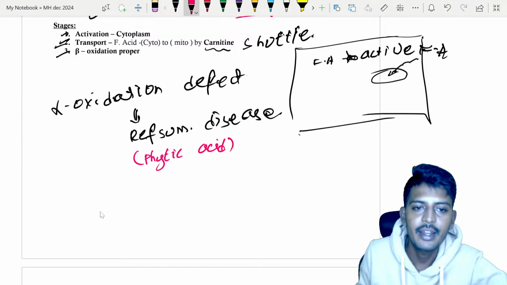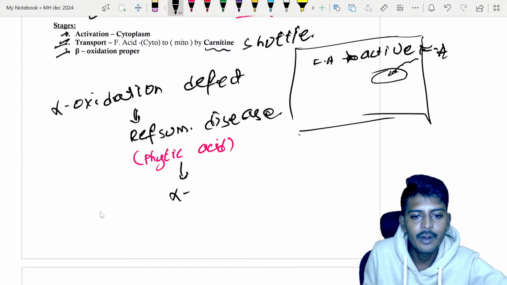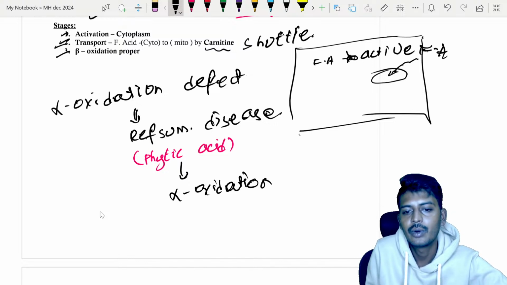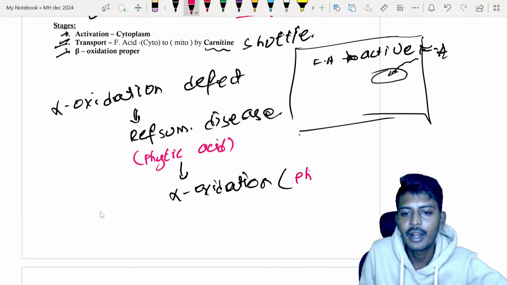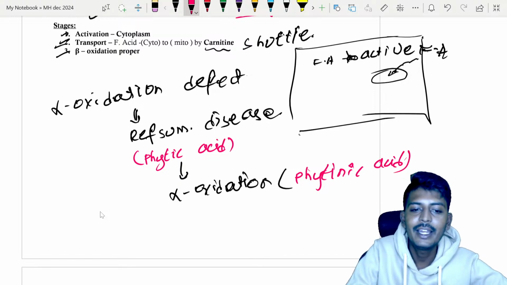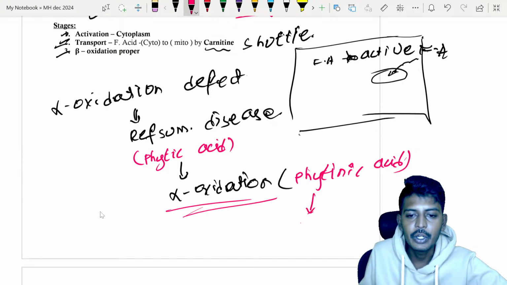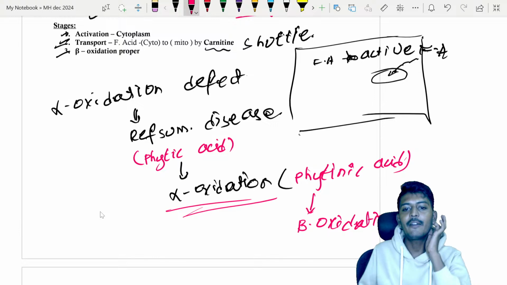Please understand, phytanic acid first undergoes alpha oxidation. After alpha oxidation, phytanic acid is converted into pristanic acid. Phytanic acid gets converted into pristanic acid due to alpha oxidation. Now this pristanic acid will enter into beta oxidation.